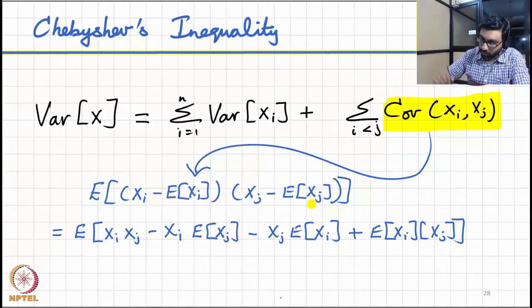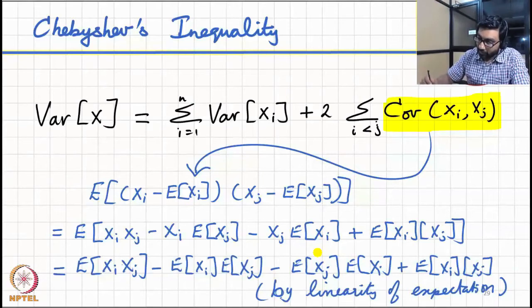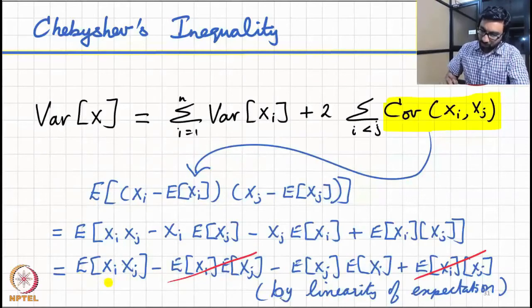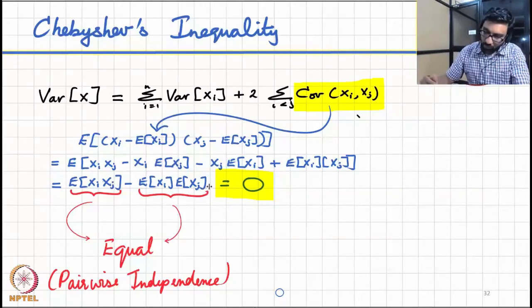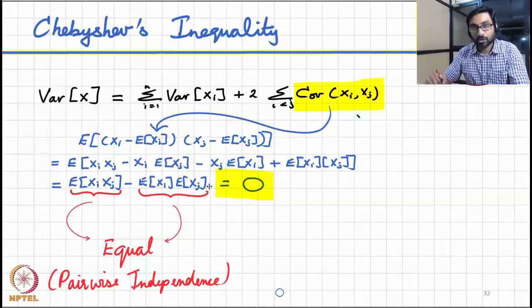Okay, so let's expand that out. We're going to get this long expression, and if we further, using linearity of expectation, take the expectation into each of the terms individually, there are a few cancellations that take place, and we'll be left with E[xi xj] minus E[xi] times E[xj]. But notice that these random variables xi and xj are pairwise independent, and therefore E[xi xj] will be equal to E[xi] times E[xj]. So this expression turns out to equal 0.